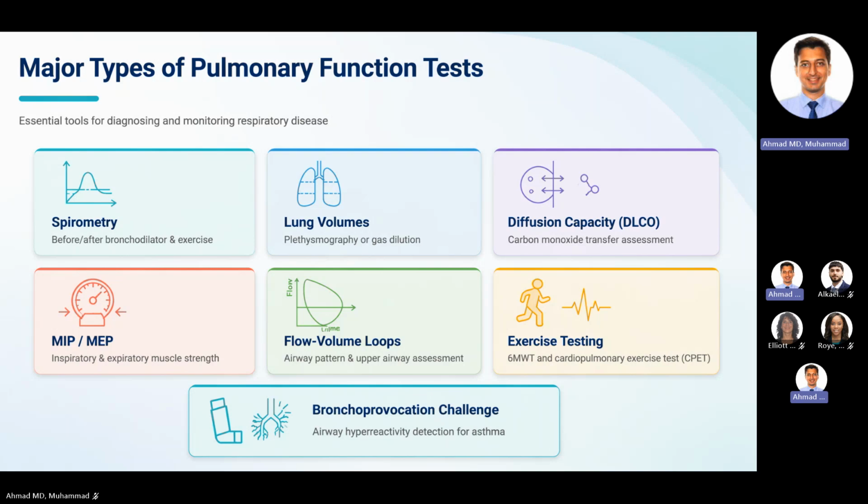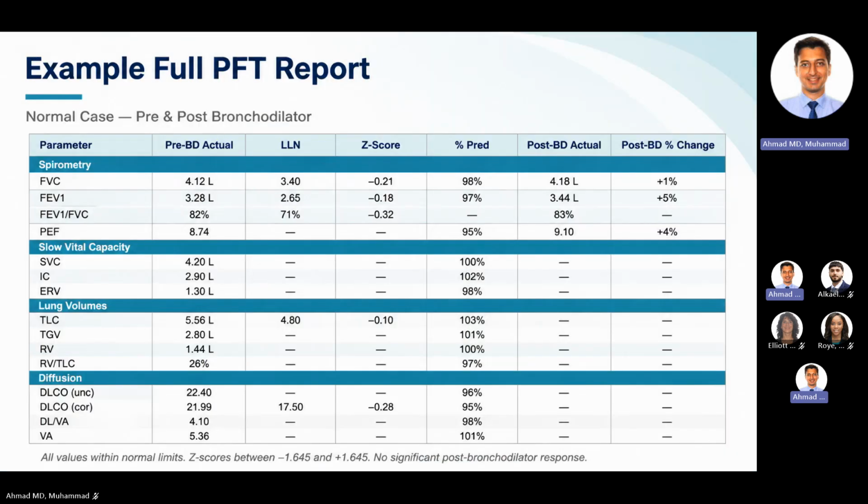exercise testing. If your pulmonary function tests are normal and you still don't have a cause as to why someone is short of breath, you do cardiopulmonary exercise testing where you simultaneously exercise an individual while monitoring their cardiac and pulmonary reserve, and bronchoprovocation challenge, which is one of the gold standards in detecting an individual with normal spirometry whom you suspect with asthma in detecting asthma.